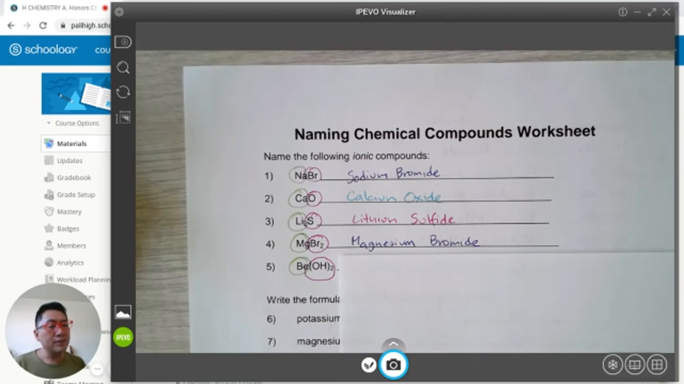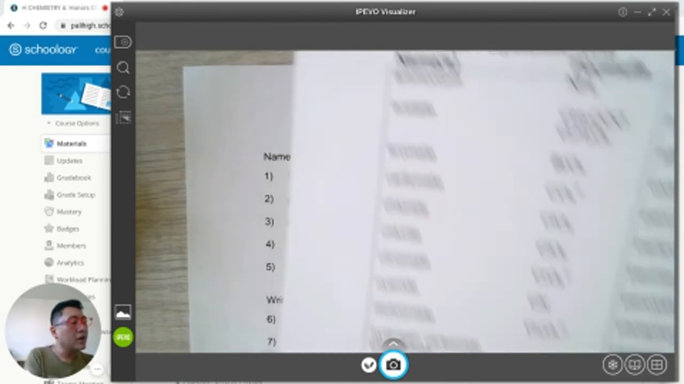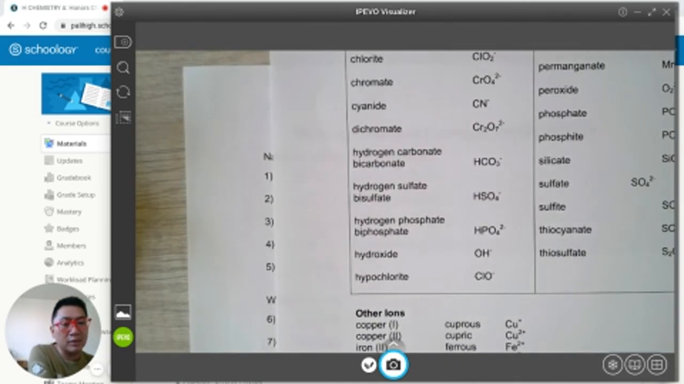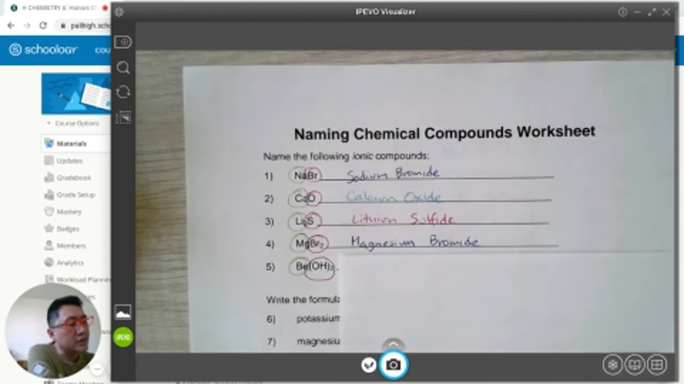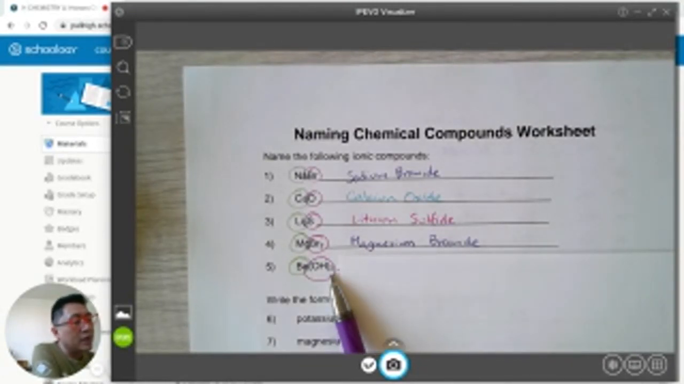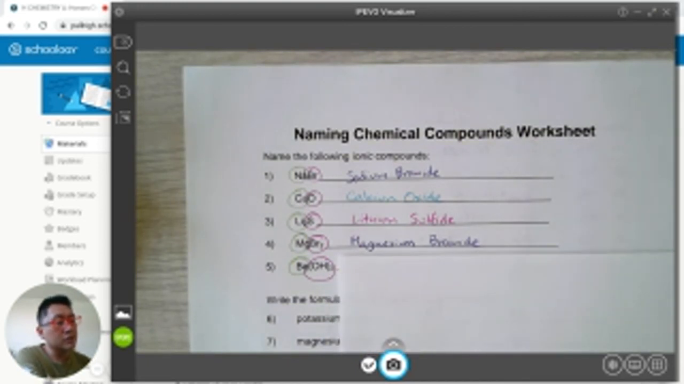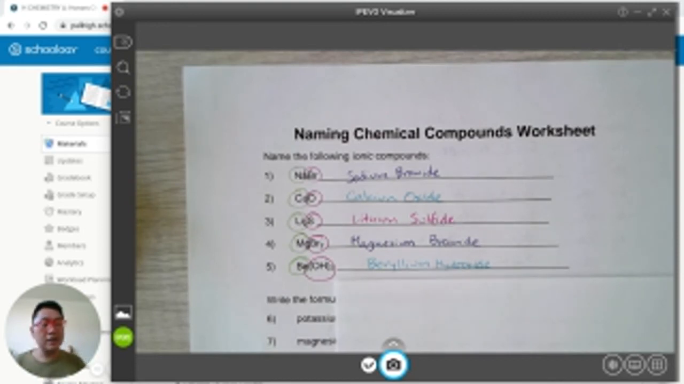The next one, BeOH2. Be is called beryllium, but the OH part, that's one of the polyatomic ions. Our ions, again, are on page 45. I don't have page 45, but here's just a list of some common anions. OH is called the hydroxide ion. Yes, there's 2 of them, but I don't need to say there's 2 hydroxides. There are, but remember, we don't use prefixes for ionic compounds. So this one is just called beryllium hydroxide. Okay, so that's the first 5.